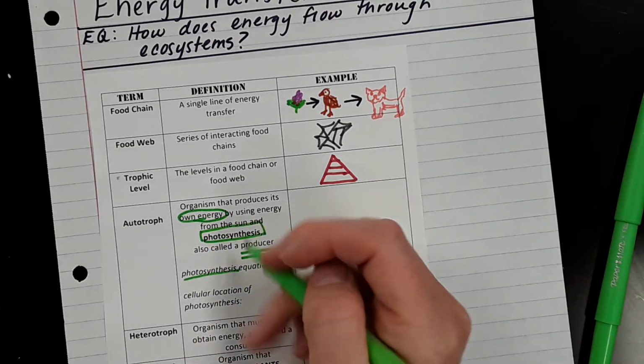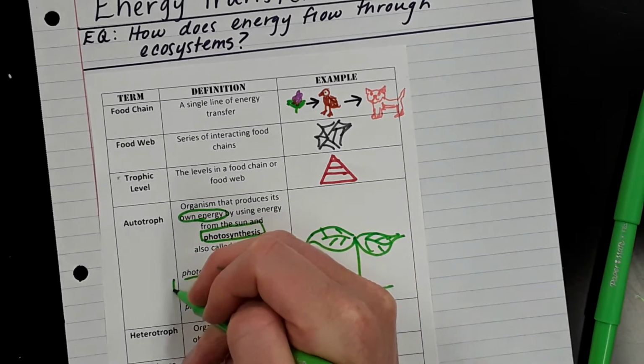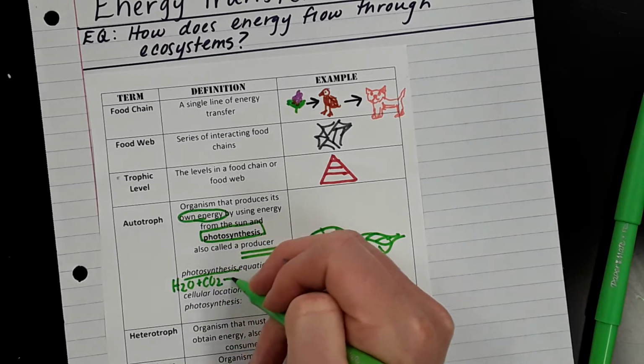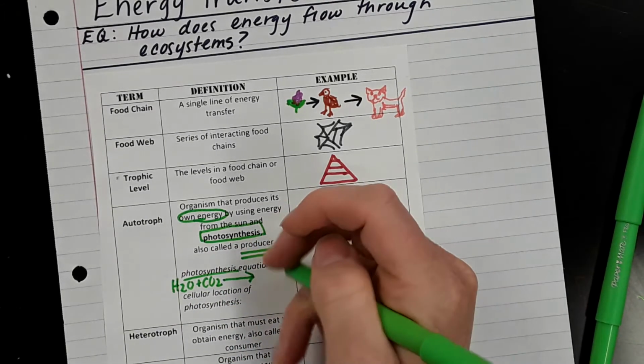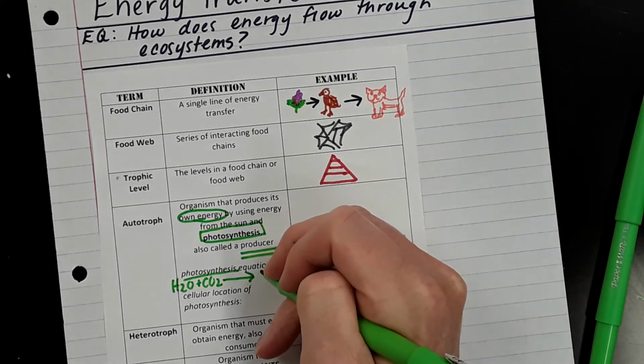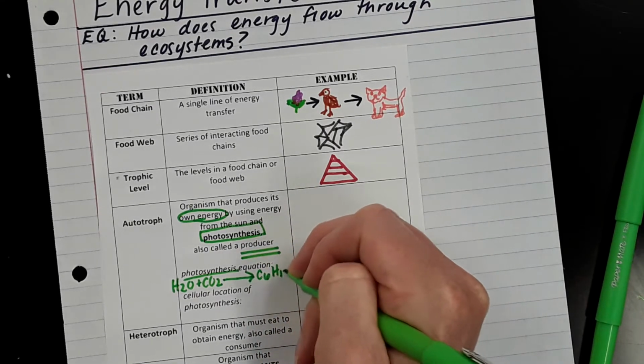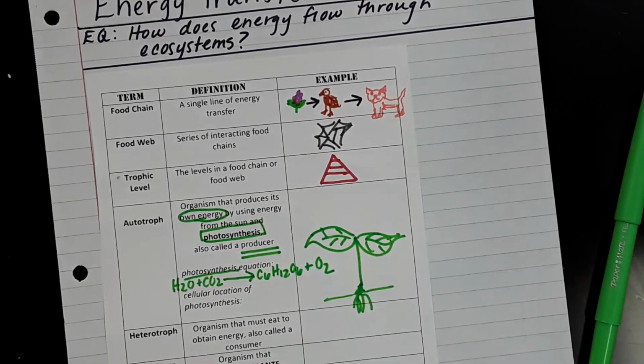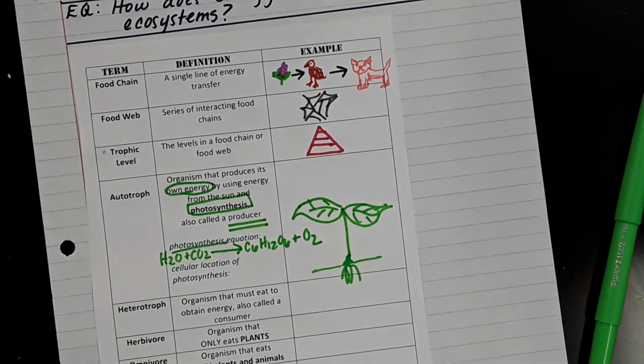All right, so the equation for photosynthesis, if you guys remember, is taking water and carbon dioxide, it goes through photosynthesis, and it produces sugar, C6H12O6, and oxygen. Don't forget it, the EOC is coming up.